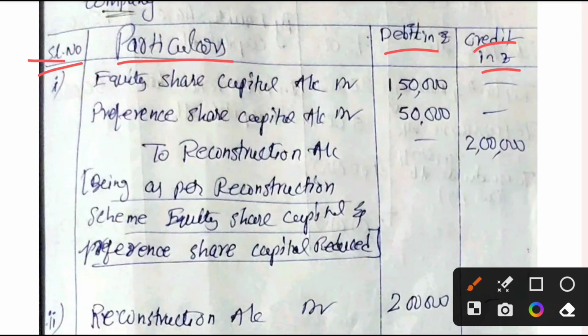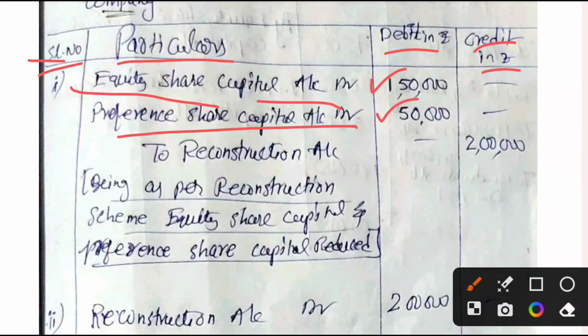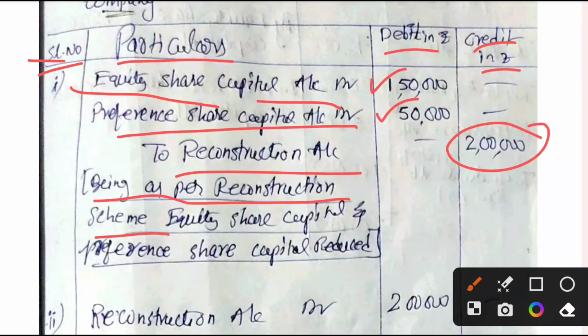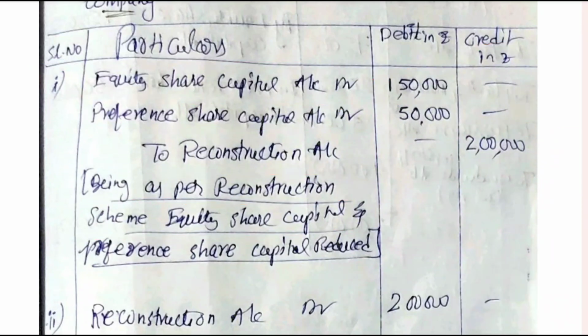And first general entry, equity share capital account debit, preference share capital account debit, directly we are writing 1,50,000, which have been said in the question to reduce, to reconstruction account, together 2 lakh rupees. Being as per reconstruction scheme, equity share capital account and preference share capital reduced as per reconstruction scheme. This is what we need to write for the internal reconstruction journal entry.